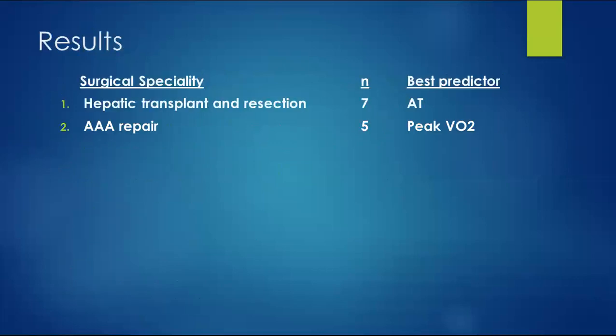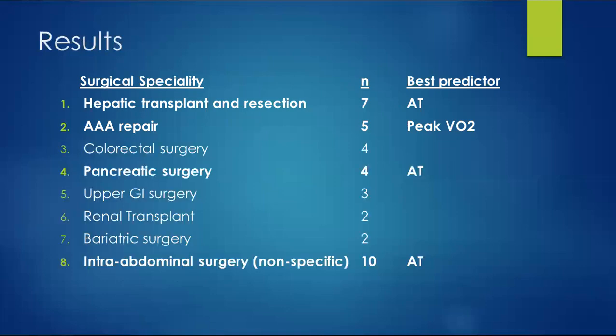So one of the aims of the systematic review was to assess which outcome variable was the best predictor of outcome. Most felt anaerobic threshold was the best indicator. There was one that established that peak oxygen consumption was the best.